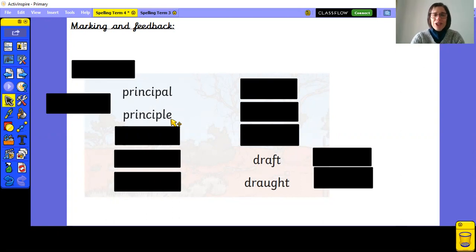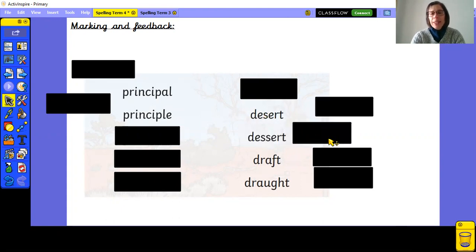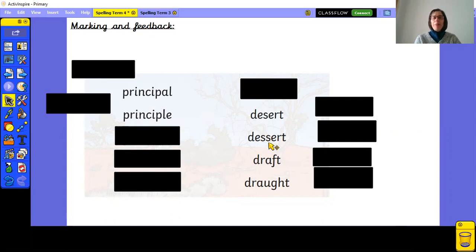Okay, let's check. So the first one, the dry land, is with one S. And if I talk about pudding, it's got two S's here. Sometimes I remember it by saying, if it's a pudding, I want more, so I put two S's in here. Good job if you've got them correct.